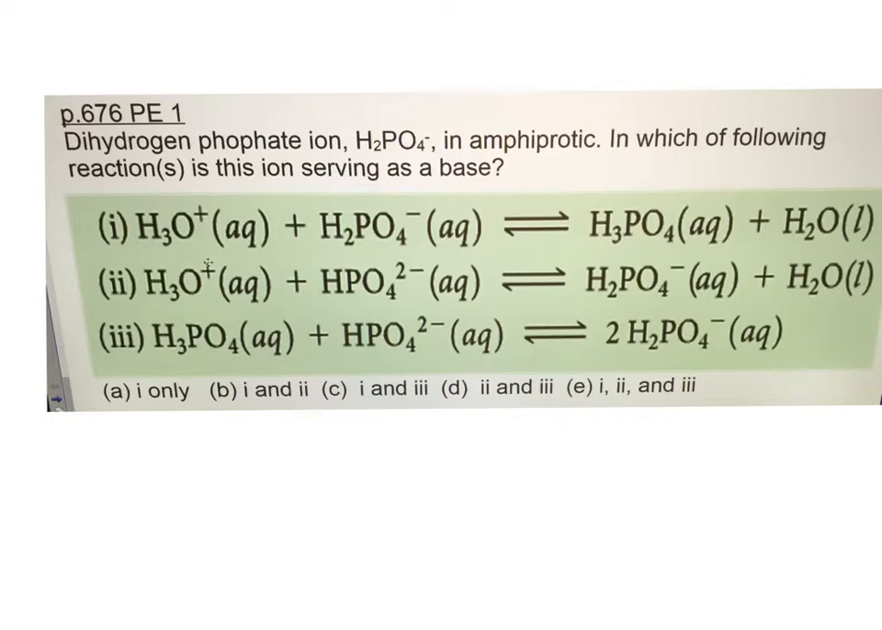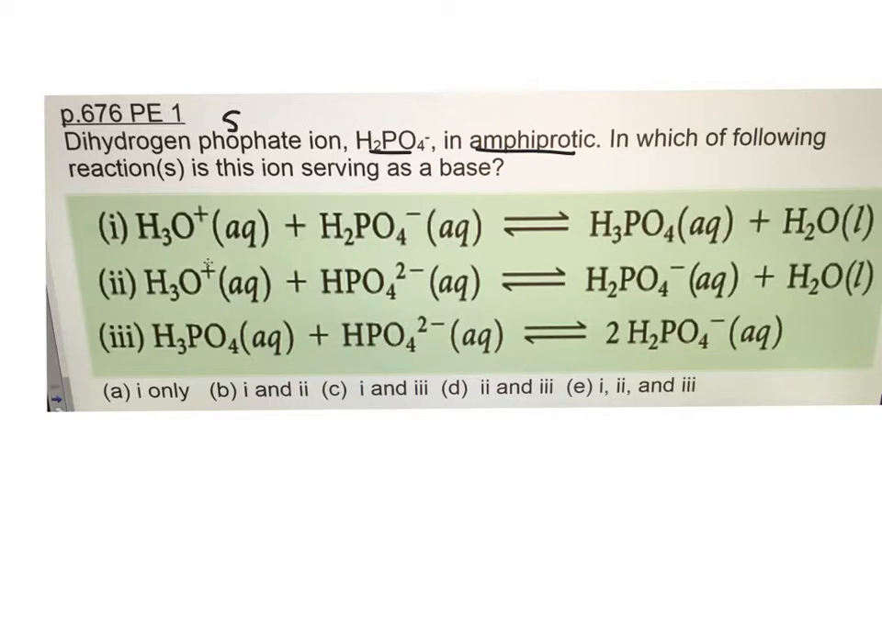Okay, so dihydrogen phosphate ion is amphiprotic, and we talked about how amphiprotic means that substance is capable of acting as either an acid or a base. Water is a great example, but so is the dihydrogen phosphate ion.